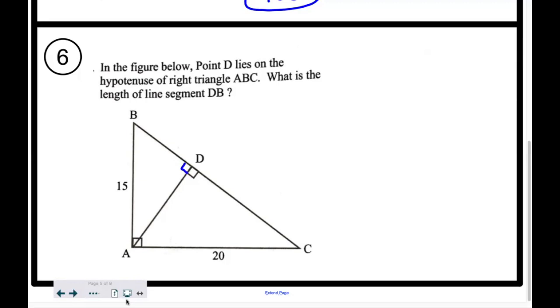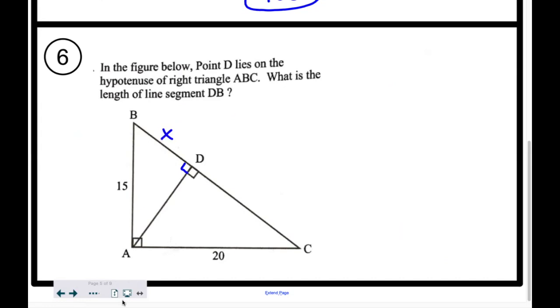Whenever you have this setup where you have two right triangles that make up a bigger right triangle, all three triangles are similar to each other. These are called similar right triangles. So we're going to treat them that way. We're going to try to set up a proportion. So what is the length of DB? I'm going to call that X.